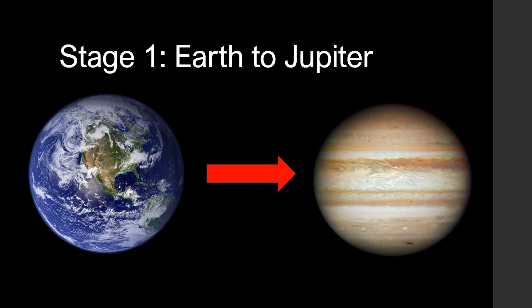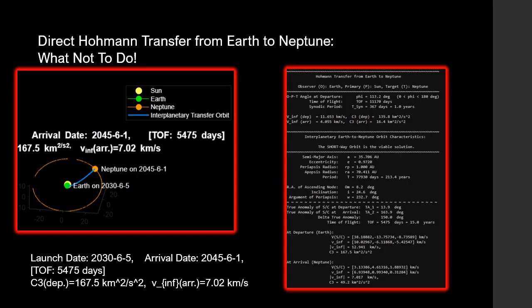Stage 1, Earth to Jupiter. Before considering realistic mission designs, we wanted to highlight an alternative approach, which is called doing something completely wrong. Now, with this method in mind, we decided to do a direct Hohmann transfer from Earth straight to Neptune. This resulted in a massive C3 of 167.5, which meant this was entirely not viable for us.